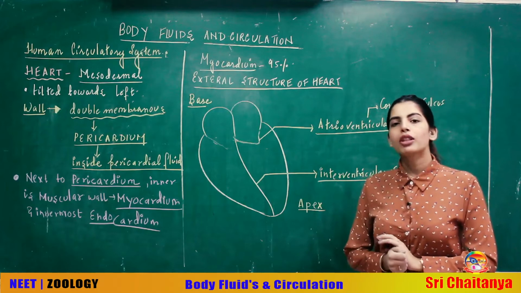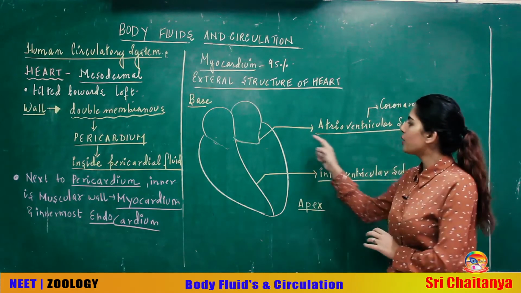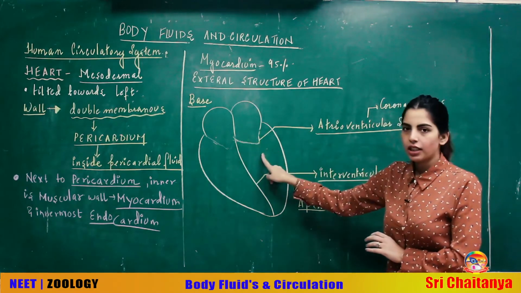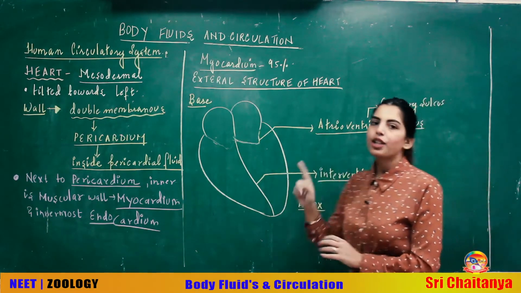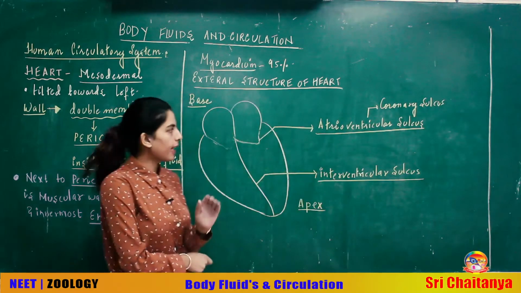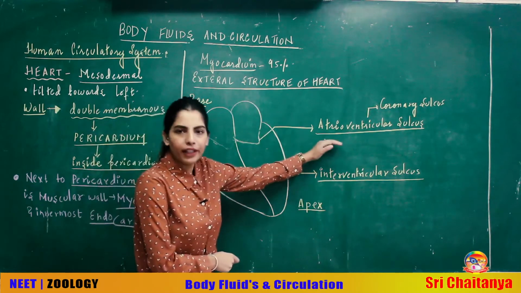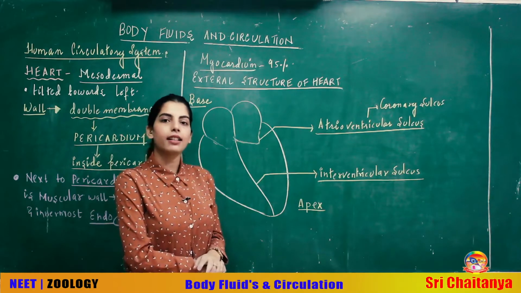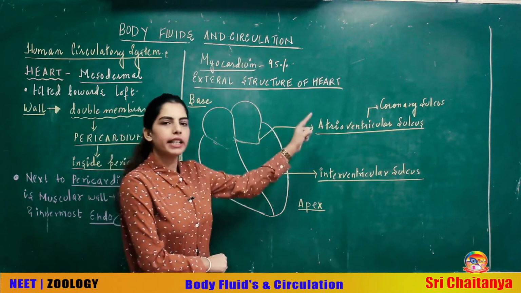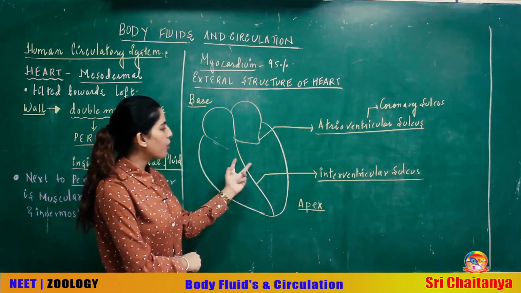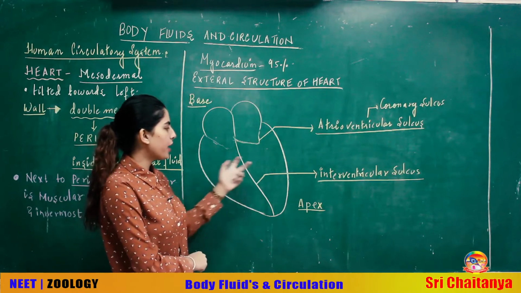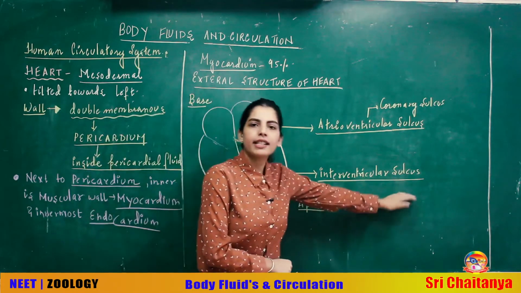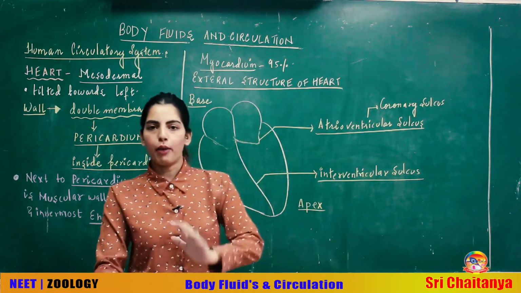Now talking about the boundaries, the boundary that you see between atria and ventricle is called the atrioventricular sulcus, or that is called the coronary sulcus. Also the boundary that you see between both the ventricles is called the interventricular sulcus, between the ventricles.